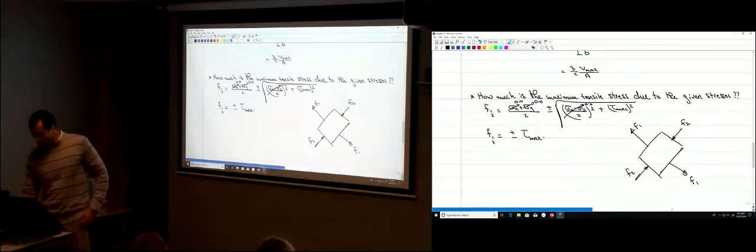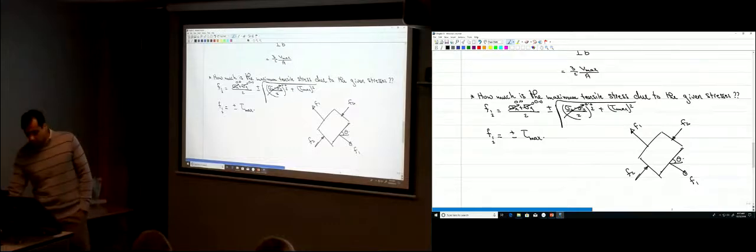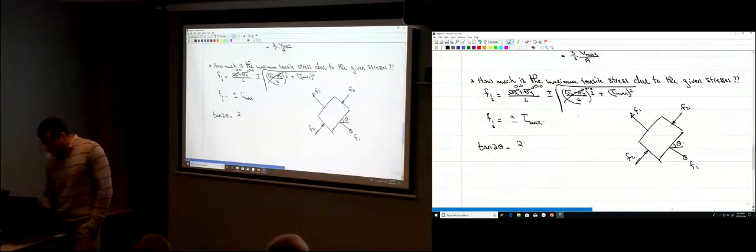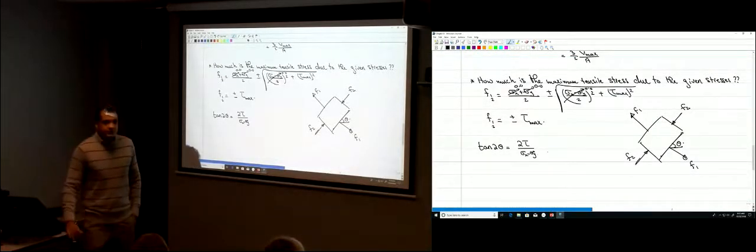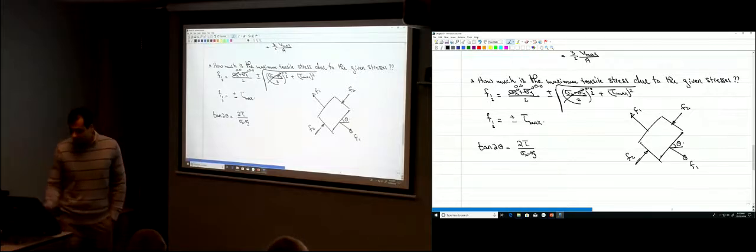How much is that angle? So this angle, theta, from the mechanics of materials, you also learned the angle for the principal stresses: tan 2 theta is equal to 2 multiplied by the shear divided by the stress difference, or sigma x minus sigma y. So how much is sigma x minus sigma y? 0.